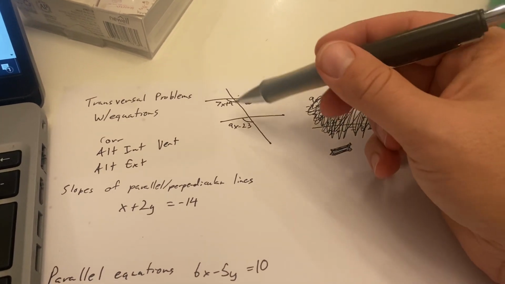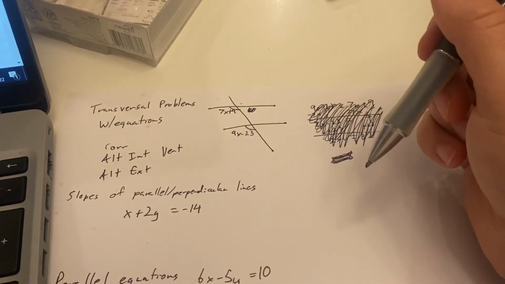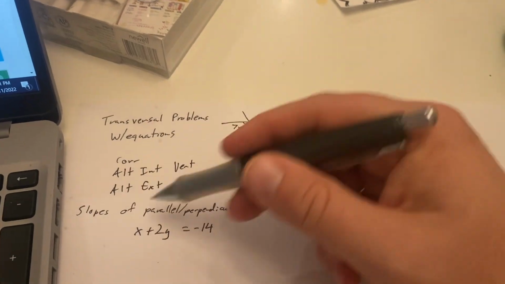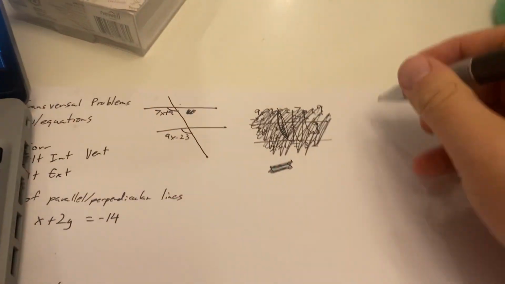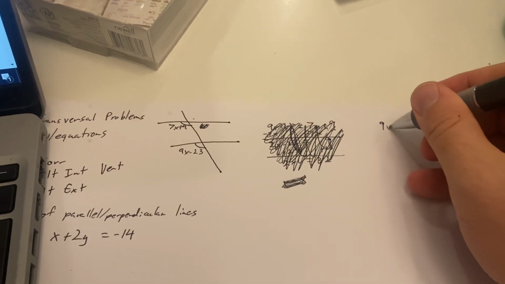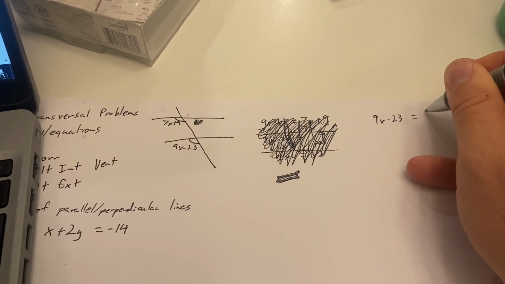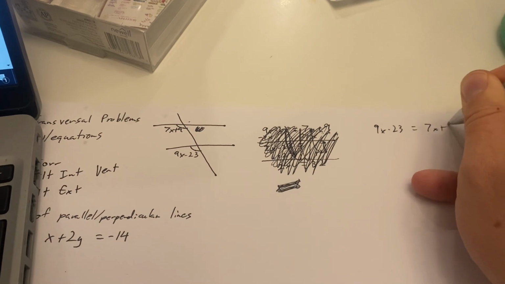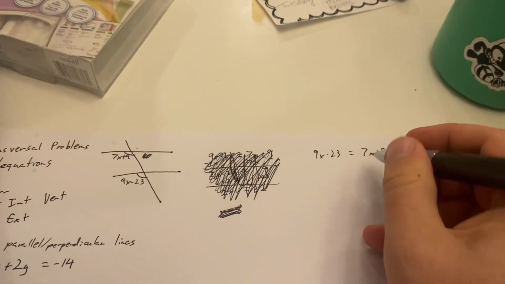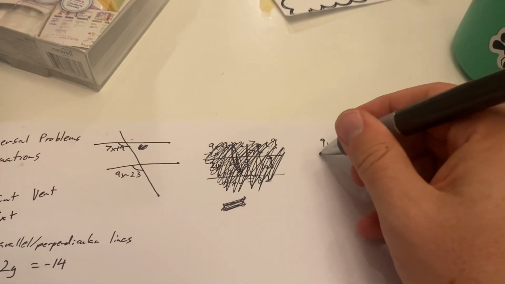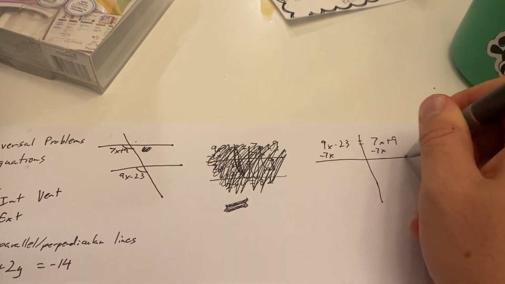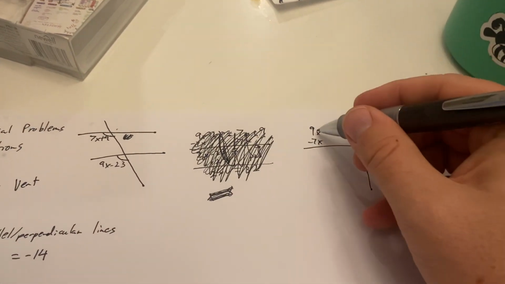Anyway, these are corresponding angles, so they're going to be congruent. If it was none of these relationships, remember, they would be supplementary. They would add up to 180. So I've got 9x minus 23 is equal to 7x plus 9. I'm going to begin by subtracting the 7x. I guess I should draw my line for those faithful in second period who need me to draw that line.